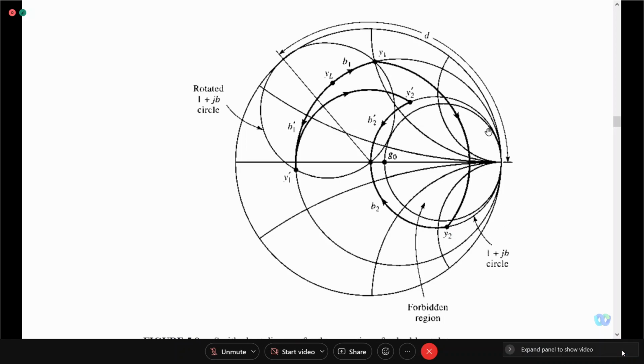And if we rotate, then we are here. This is the rotated 1 plus JB circle. We are at the load. Now we can play. So when we are at the load, no problem. Where is YL? Suppose your YL is here, because this is a general discussion. The value of YL is not given to you. So suppose your YL is here at this point.